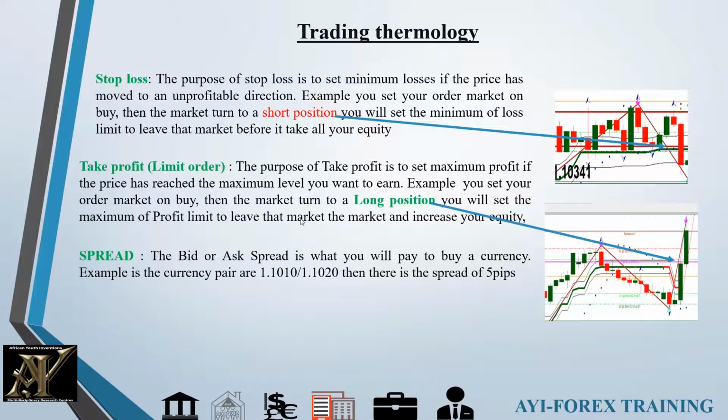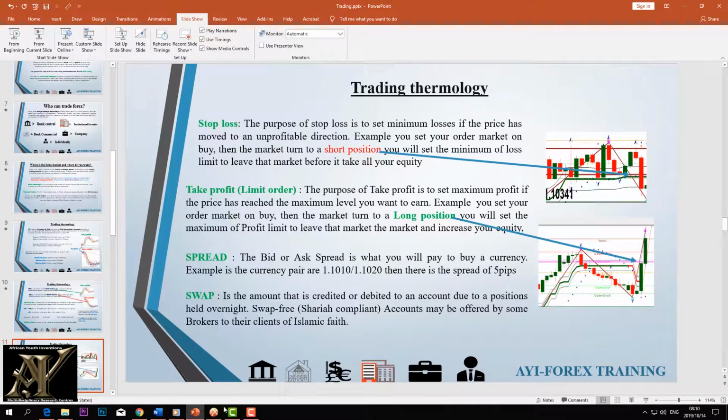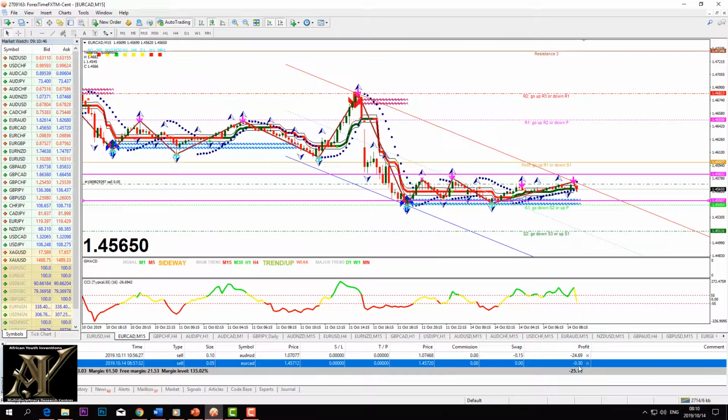Now, spread is the buy or ask spread, what you pay to buy a currency. For example, if the currency pair is 1.1 divided by 1, then there is a spread of 5 pips. If you look here, when I entered this market, it didn't give me a point, it gave me a negative. When I entered the market, it was minus 2. That minus 2 is like I pay the spread. That's the price that you're paying on the currency.